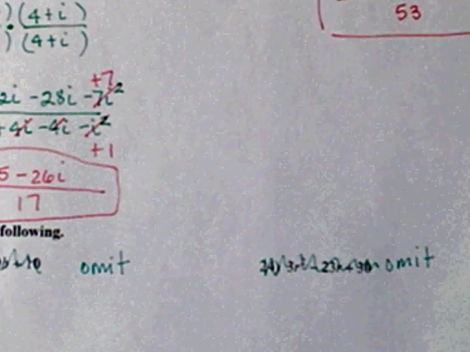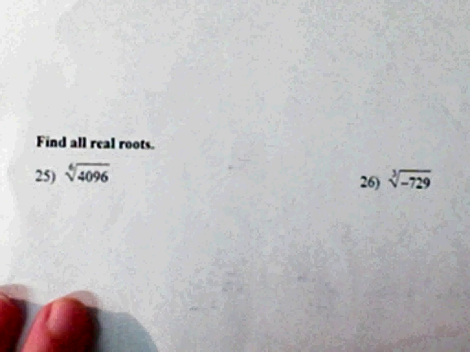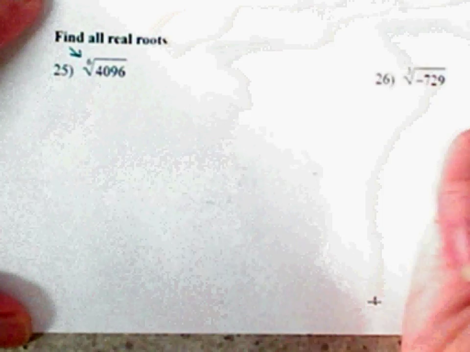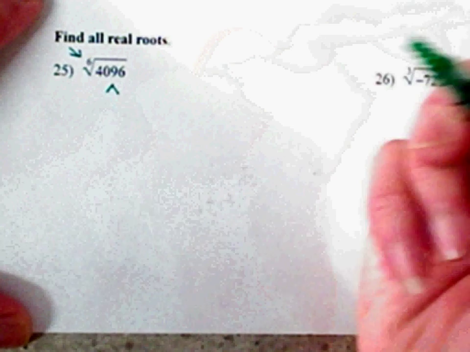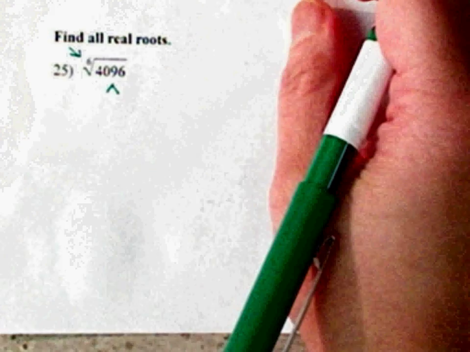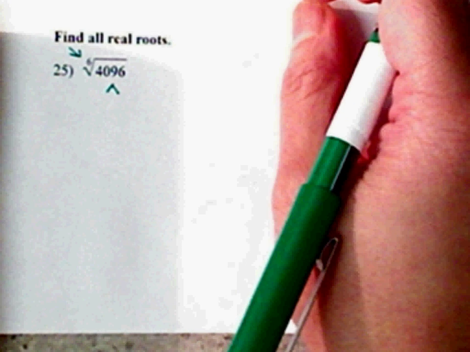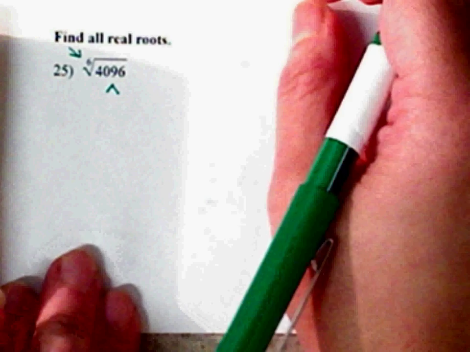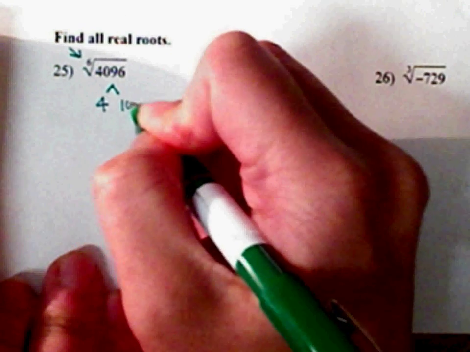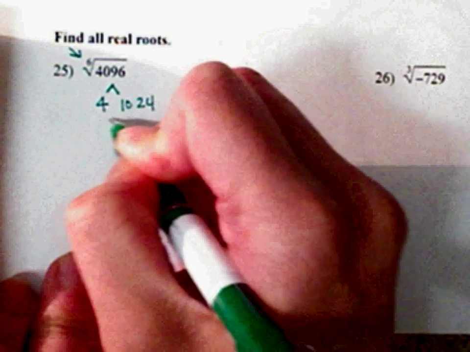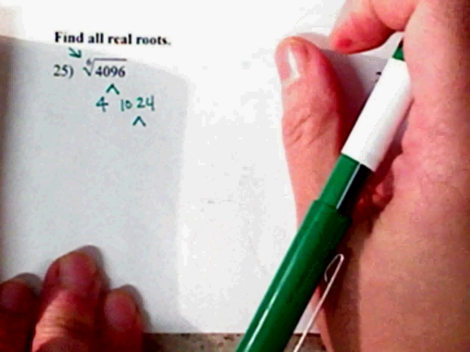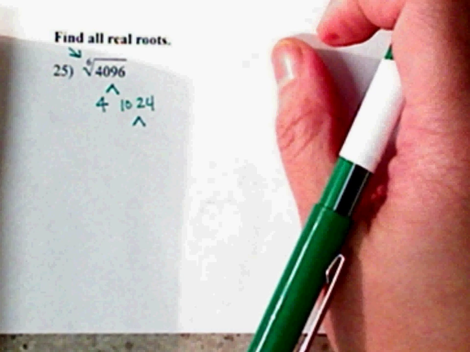Let's go on to number 25, finding all the real roots. Now, if you look, your index here is a 6, so you're looking for 6 of a kind. What are some factors of 4,096? Well, if you don't know, start dividing it. I'm going to start dividing by 4, okay? You could divide by 2, but that'll take longer, so I'm going to try a bigger number. 4 and 1,024. I know there are factors of 2 and 2, but I'll come back to it if I need to, so I'm going to stick with a bigger number. Divided by 4.